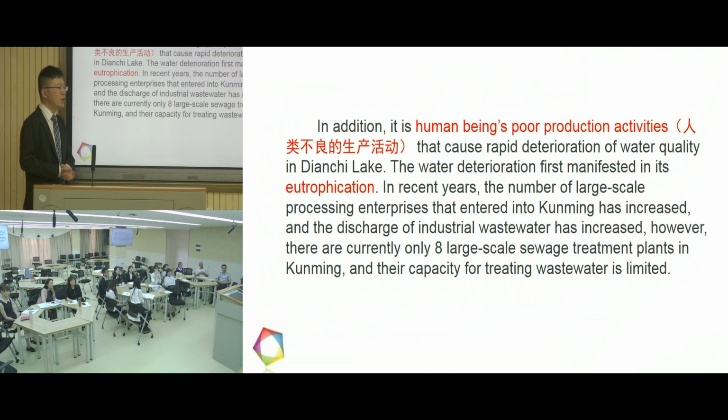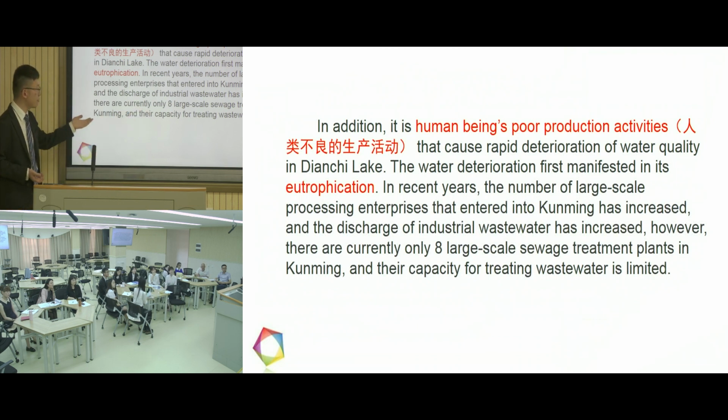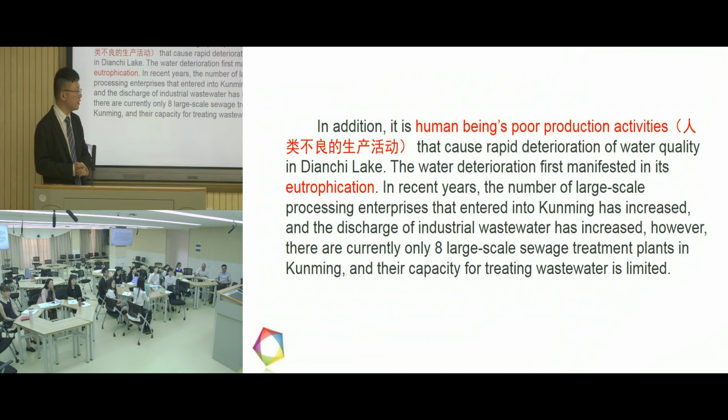In addition, human's poor protection activities caused the rapid deterioration of the water quality in the lake. The water deterioration first manifests in its eutrophication. In recent years, the number of large-scale processing companies that entered Kunming has increased, and the discharge of industrial wastewater has increased too. However, there are currently only 8 large-scale sewage treatment plants in our country, and their capacity for treating wastewater is very limited.